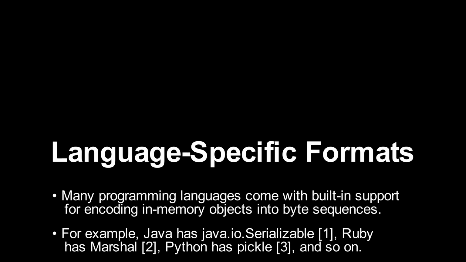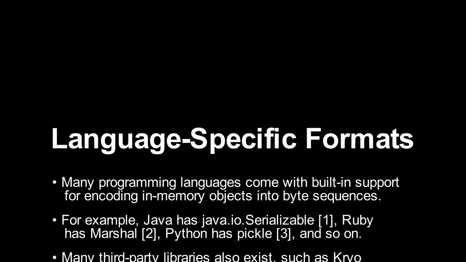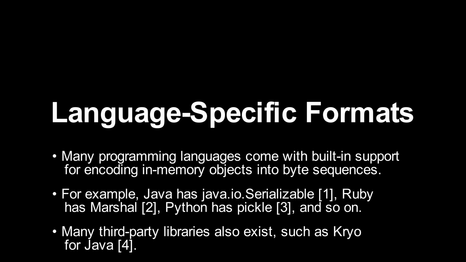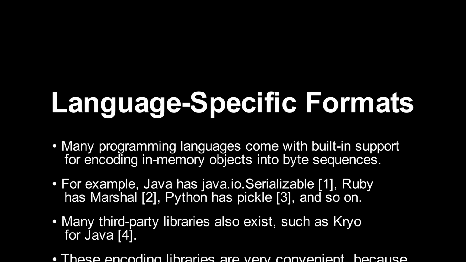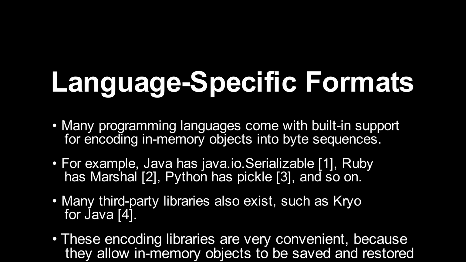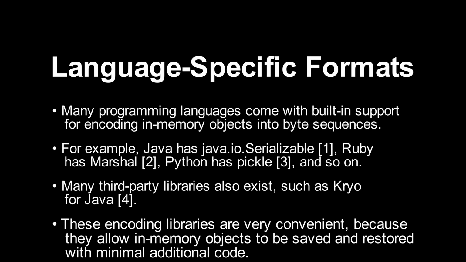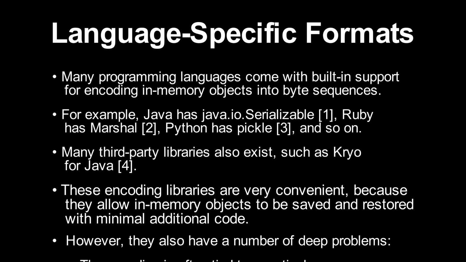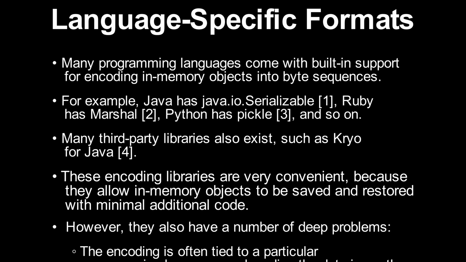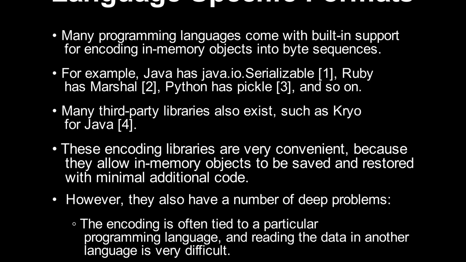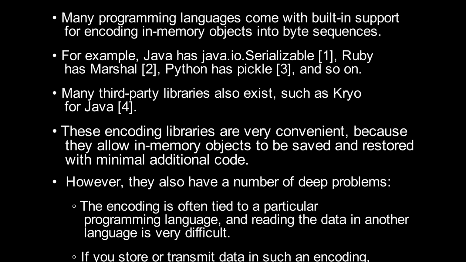Language-specific formats. Many programming languages come with built-in support for encoding in-memory objects into byte sequences. For example, Java has java.io.Serializable, Ruby has Marshal, Python has Pickle, and so on. Many third-party libraries also exist, such as Kryo for Java. These encoding libraries are very convenient because they allow in-memory objects to be saved and restored with minimal additional code. However, they also have a number of deep problems.